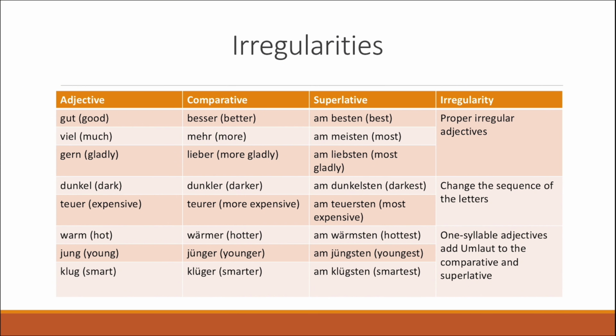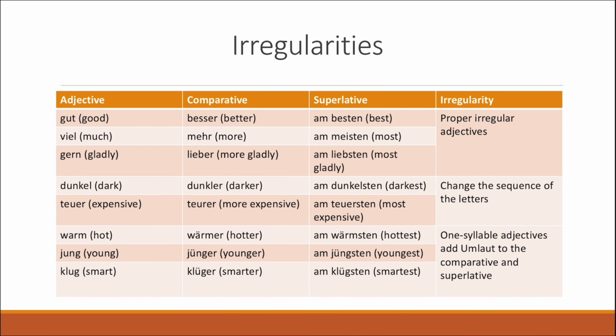And superlative is going to be am besten. The same applies for viel. Viel becomes mehr, which becomes am meisten. And the same also applies to gern, which becomes lieber and which becomes am liebsten. So these three examples we just talked about are simply examples of proper irregular adjectives. So they're simply irregular, and we simply have to learn them in order to conjugate the comparative and the superlative.